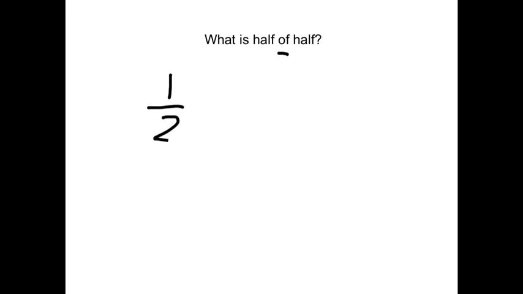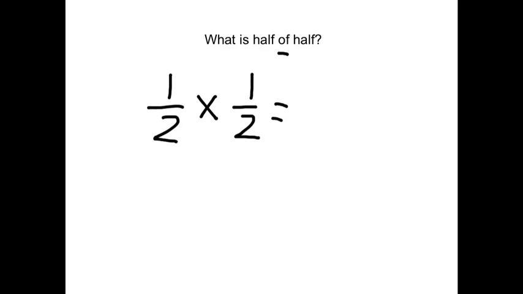Multiplying fractions. Let's start off with one that's a little bit easy and that we'll be able to prove is right. So, what is half of half? Well, you're probably thinking, well, I thought he said multiplying fractions. Well, when we use the word "of" with fractions, that means multiplication. So, we've got 1/2 times 1/2.